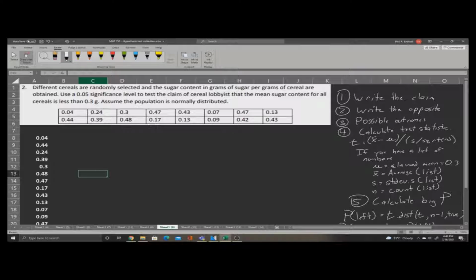Now we have a list of data to operate on, but before we operate on it, we'll write the claim. Let's look for the word claim in the question. Now, the claim that's being made is that the mean sugar content for all the cereals is less than 0.3. This question does mention means, so we'll use the letter mu. We see the words less than, so we'll use the less than sign. And we see the number 0.3. Let's write those together now. We'll have mu less than 0.3.